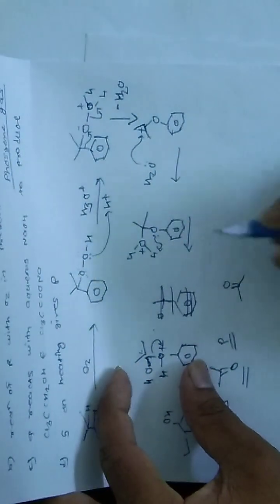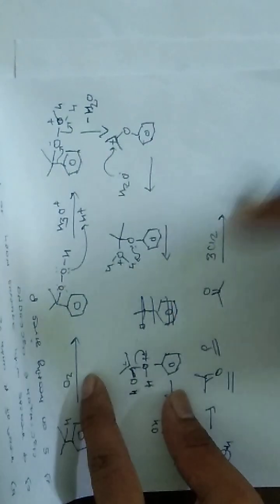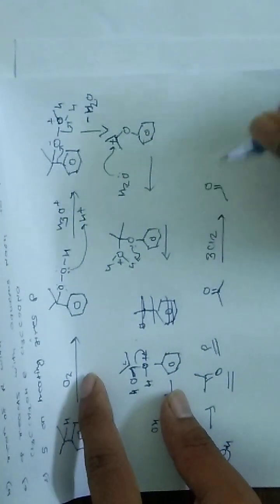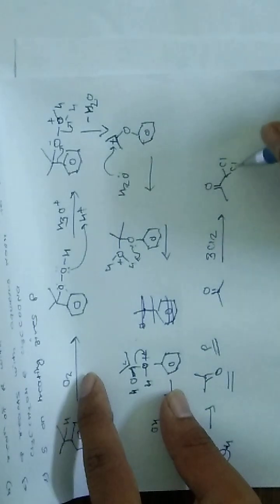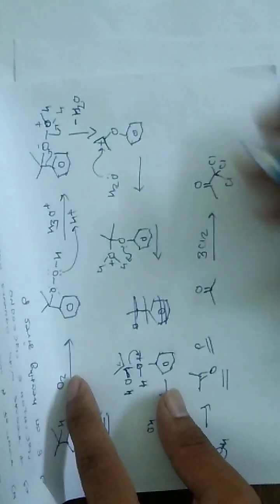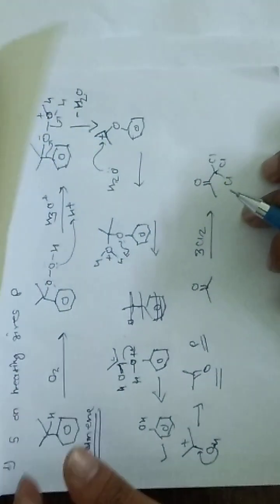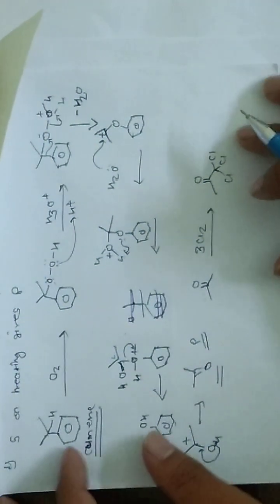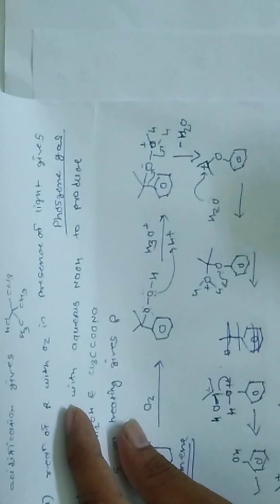After that, reaction of P with 3 equivalents of Cl2. So now acetone I am writing here with 3 equivalents of Cl2. What will form? Here substitution of 3 hydrogens by 3 chlorines is formed. So this is the haloform reaction. This is the compound Q.